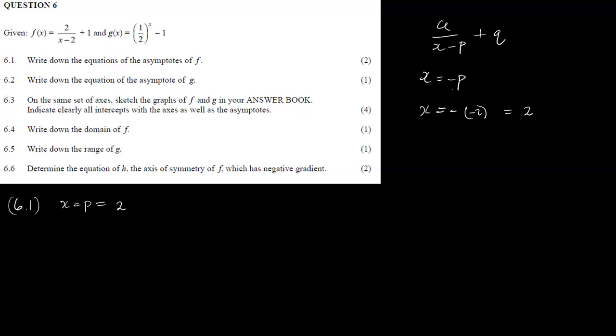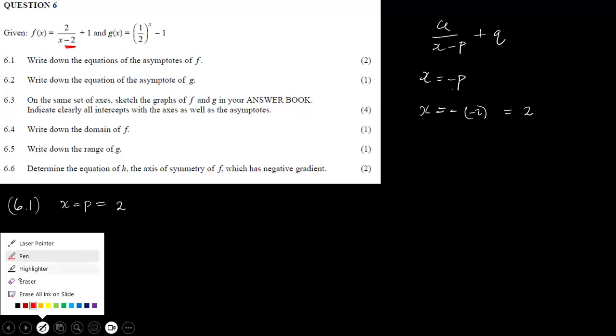So basically, when my value of the asymptote is negative inside the equation, when I take it out of the equation, it will give me +2. You can just do it like that in a simple way. So that's the first equation of asymptote.